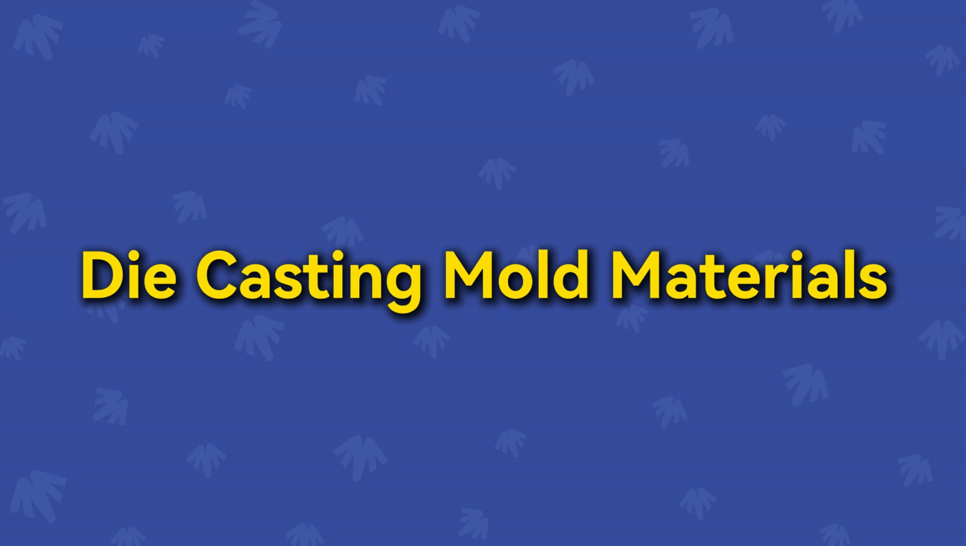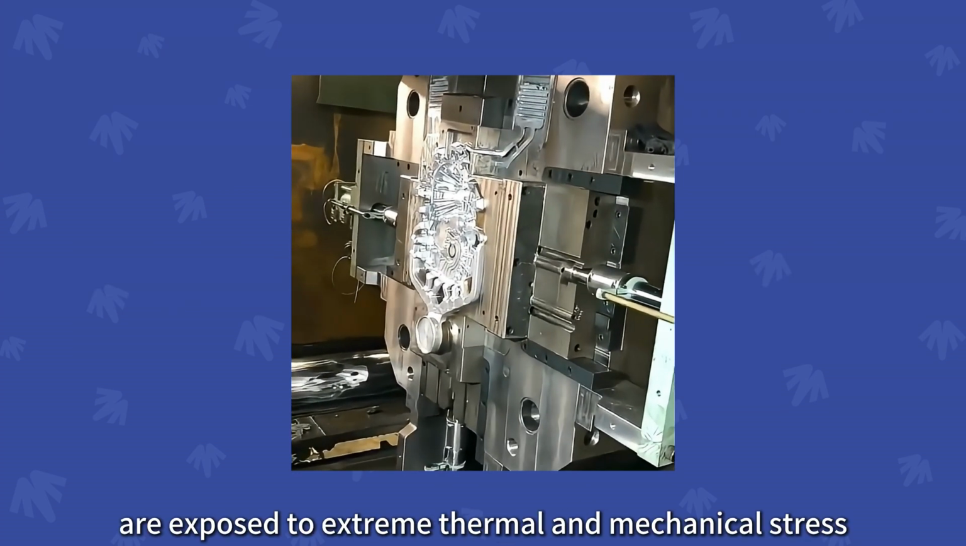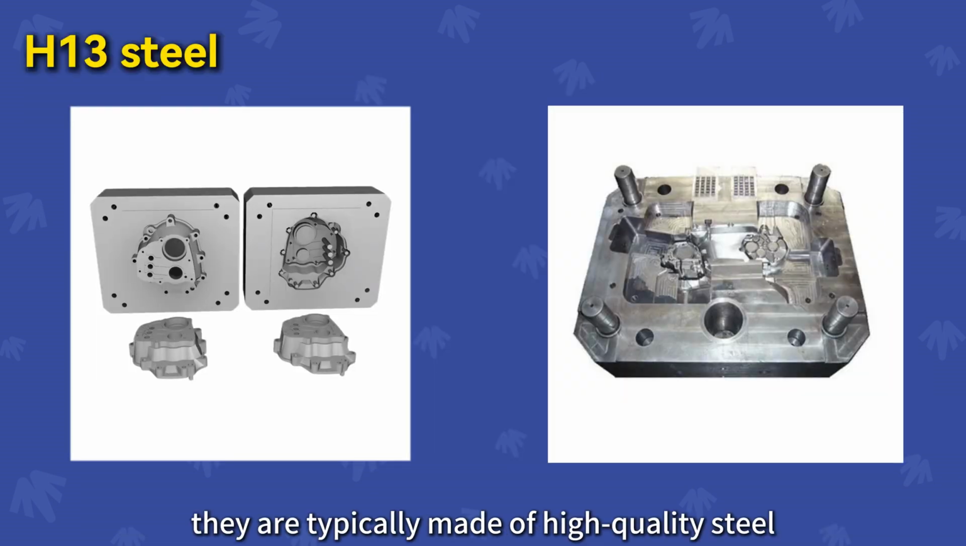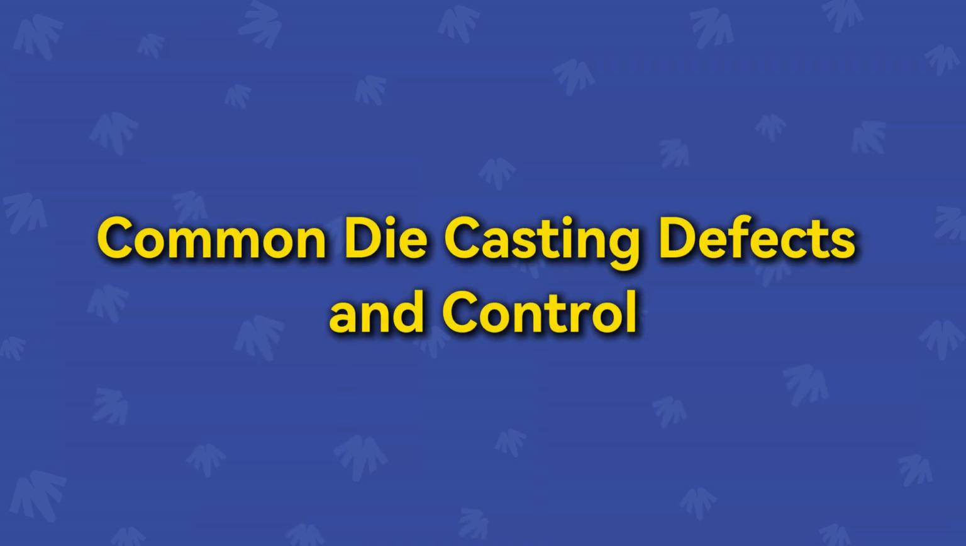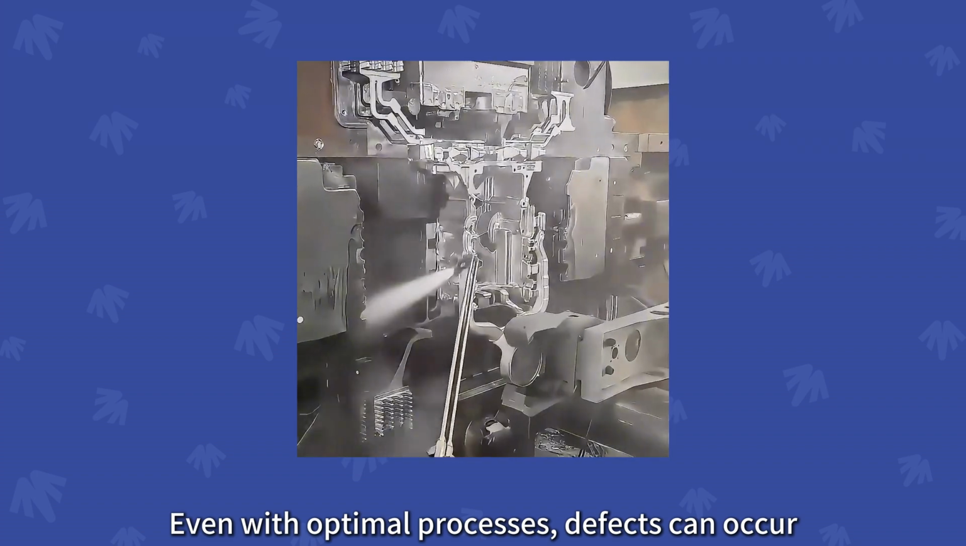Die casting mold materials. Die casting molds are exposed to extreme thermal and mechanical stress. Therefore, they are typically made of high-quality steel, such as H13, to withstand these conditions. Common die casting defects and control. Even with optimal processes, defects can occur.